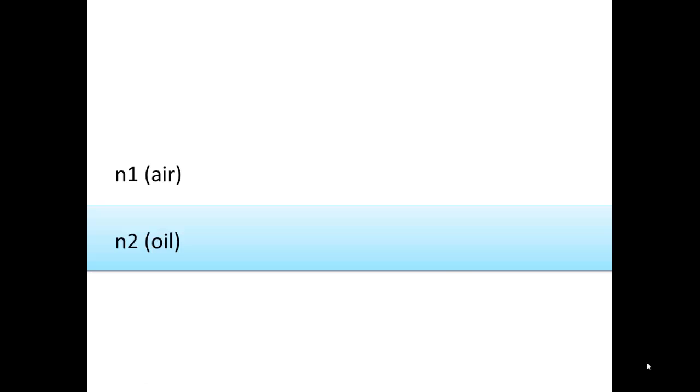Now, what happens here is that we have a layer of oil below the layer of air. The refractive index of the oil we call N2. The refractive index of the air is N1. So this is what's called a thin film. This is called thin film interference, and it's called that because it has two things. One is a thin film, like the oil, and because we have this amazing property of light, which is called interference.